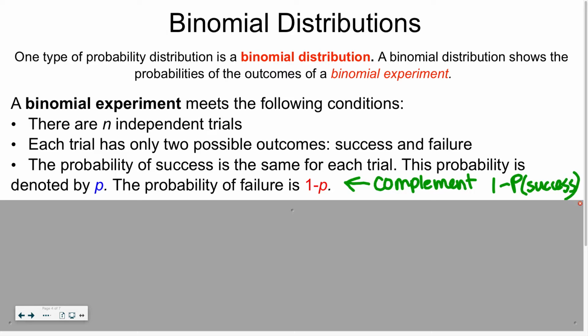Now, in my formula, you're going to see a 1 minus p in the formula. When I do my actual problems, I just figure out in my head what my 1 minus p is, and I just write down that new probability. I don't actually write out 1 minus p in my work. So you'll see that when I do an example.